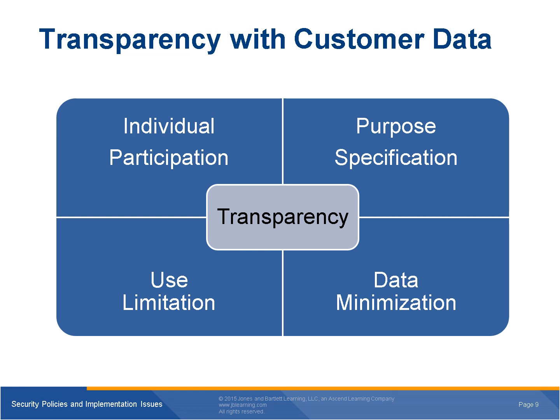Transparency with regard to handling customer data should include the following elements. Individual participation. Organizations should involve the individual in the process of using PII and seek individual consent. This consent should include the collection, use, dissemination, and maintenance of PII. Organizations should also provide mechanisms for appropriate access, correction, and redress regarding use of PII.